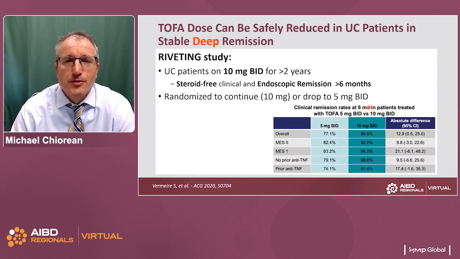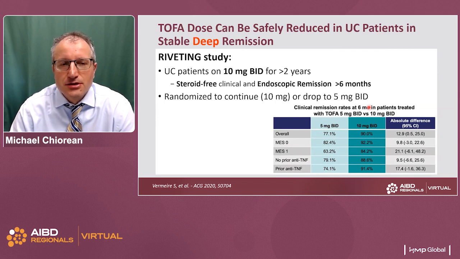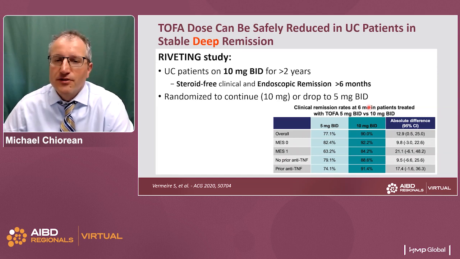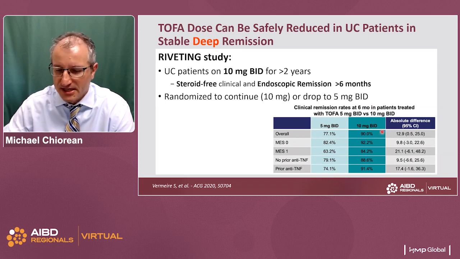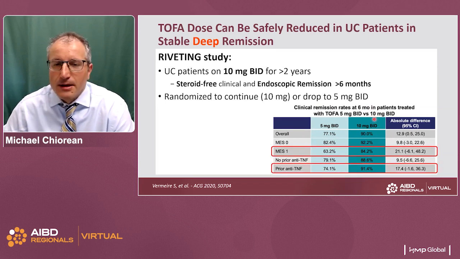And this was further supported by this study, also in patients with ulcerative colitis. This time, however, they were in stable deep remission. So 10 milligrams twice daily for more than 2 years, steroids-free clinical and endoscopic remission for more than 6 months. And they were randomized to continue the dose or drop to 5 twice daily. And as you can see in this table, overall, the rates of maintenance of remission were fairly similar between 10 and 5 milligrams. And more so if the patient was in endoscopic remission.